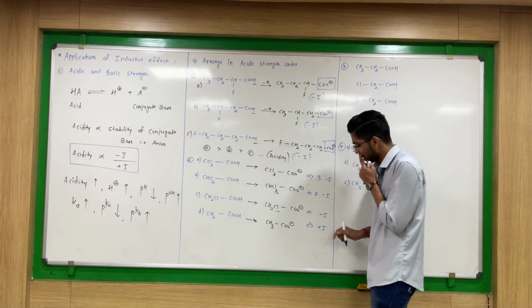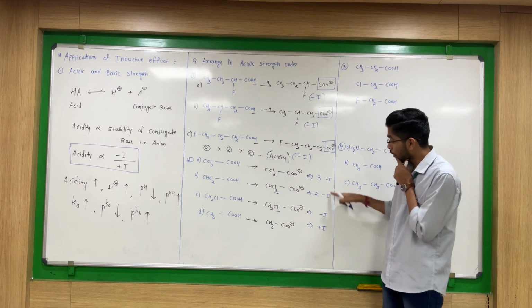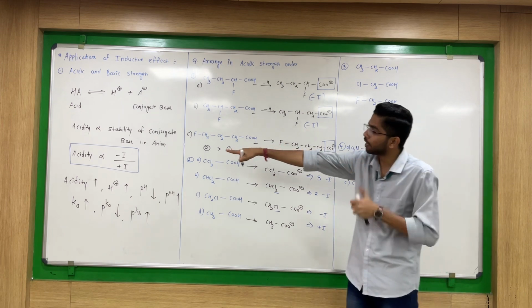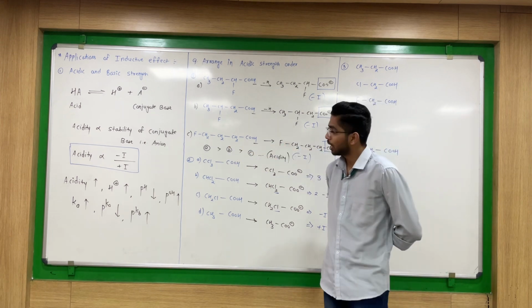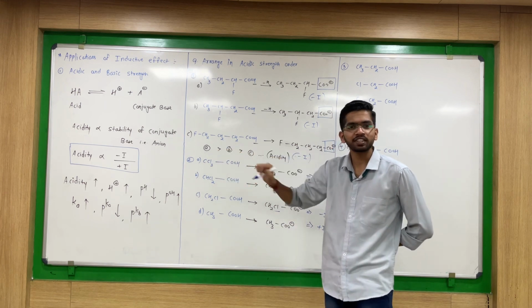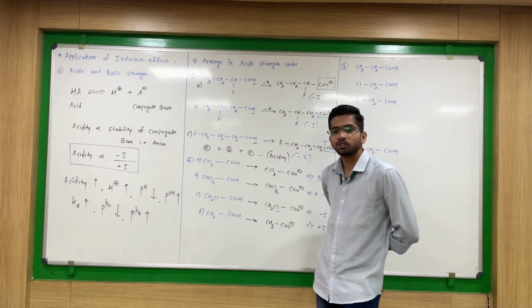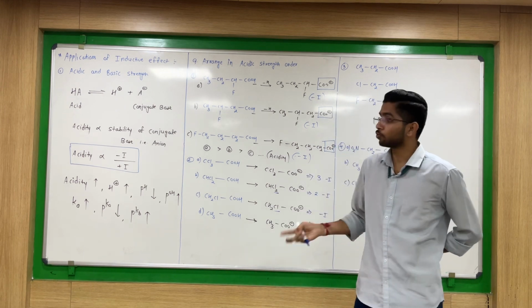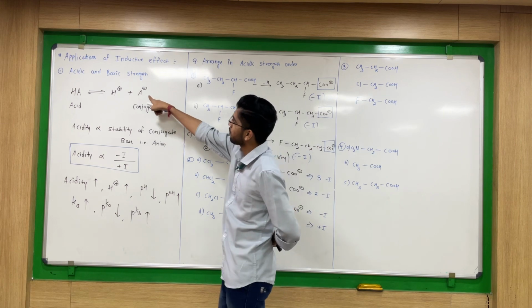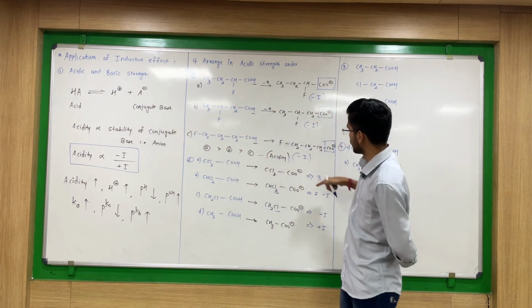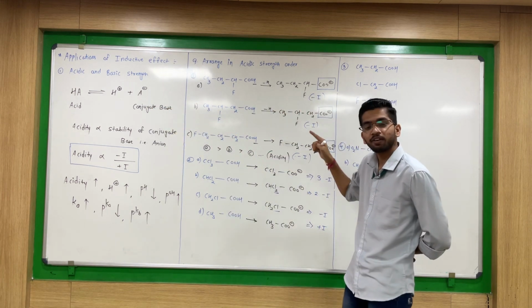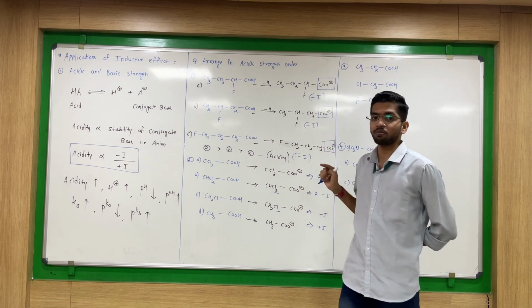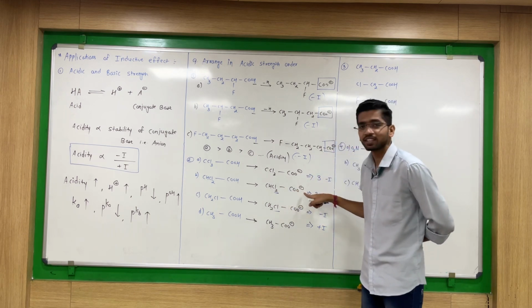Now look at here. Here it is showing plus and all three are showing minus. What is the relation between acidity and inductive effect? Acidity is directly proportional to the minus inductive effect, inversely proportional to the plus inductive effect. If plus inductive effect is there, acidity will decrease. Why? I want this A minus to be more stable. This A minus means what? This is COO minus and all. I want this as more stable. When will this become more stable? When the charge on COO minus decreases.